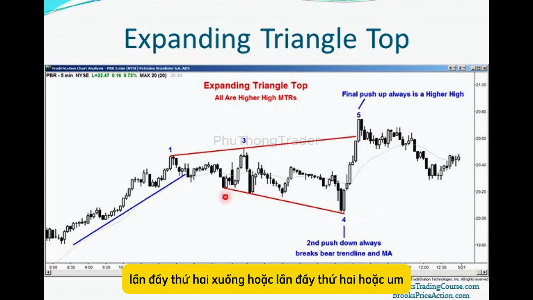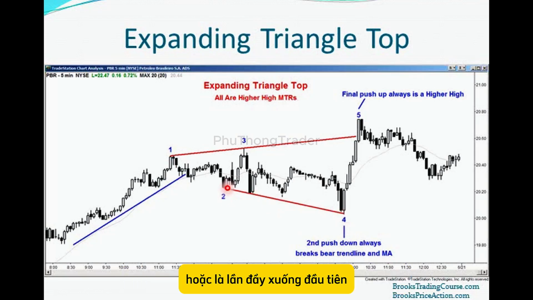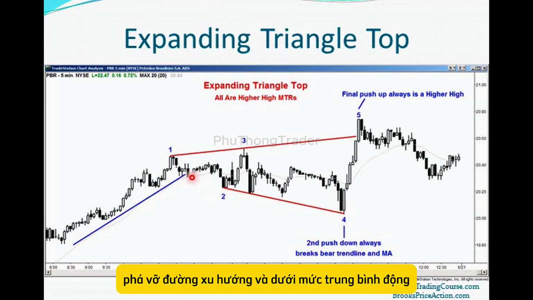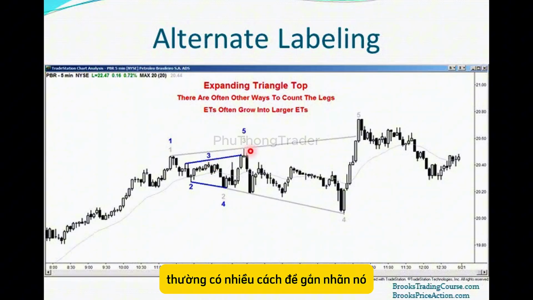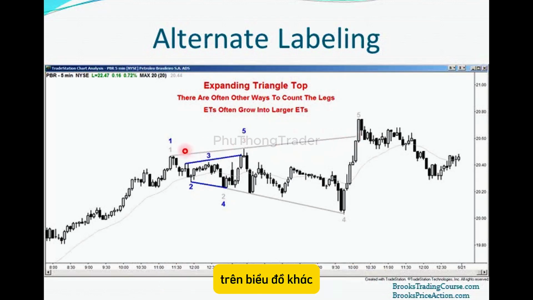Either the first push down or the second push down breaks the trend line and goes below the moving average. Here's that same chart, but labeling it in a different way. There are usually multiple ways to label it. This gray line is how I had it labeled on the other chart.